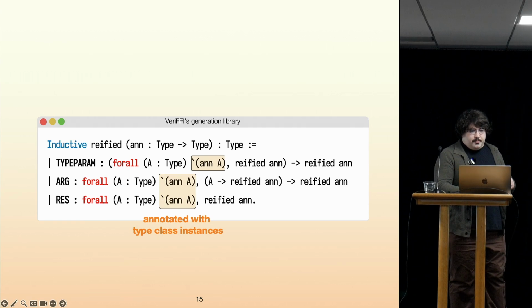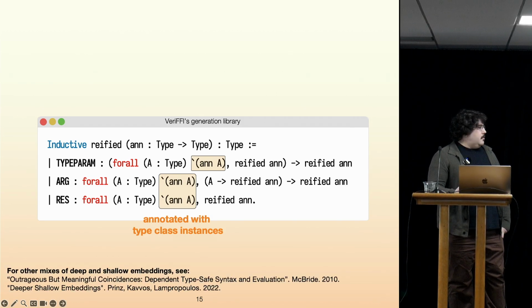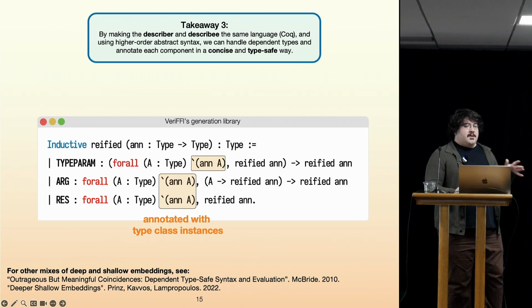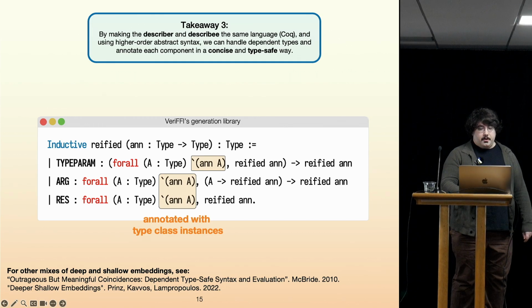So there are other approaches that try to combine deep and shallow embeddings. Their work is more general than ours, which requires complicated mechanisms like the universe pattern. By not being general, once again, we avoid that complexity. Here we're describing a part of Coq within Coq, so we can annotate these components with Coq type class instances. And that is another takeaway from this talk. By making a describer and a describee the same language, they're both Coq, and using higher-order abstract syntax, we can handle dependent types and annotate each component in a concise and type-safe way. And also, as I said before, we have generators for reified descriptions of function types and constructor types written with MetaCoq.